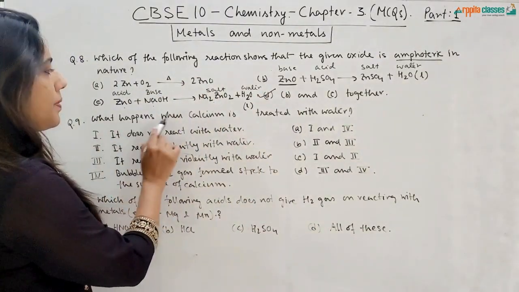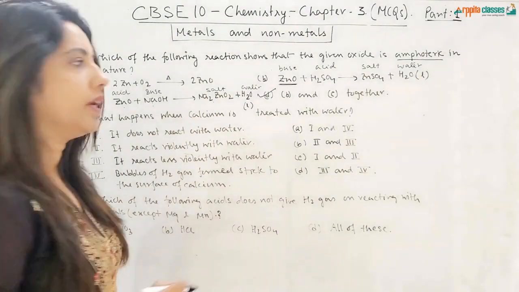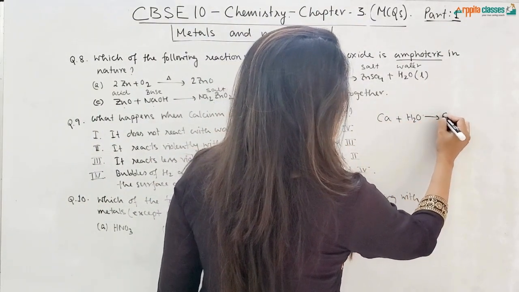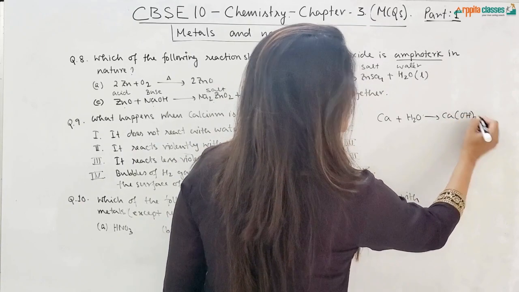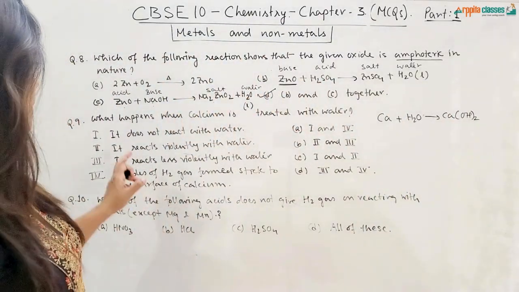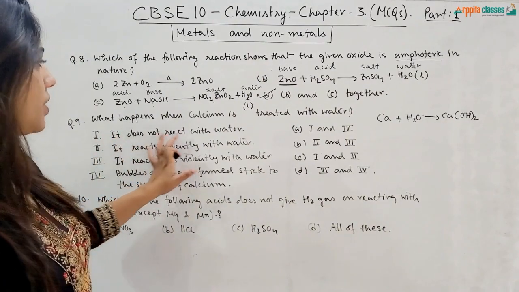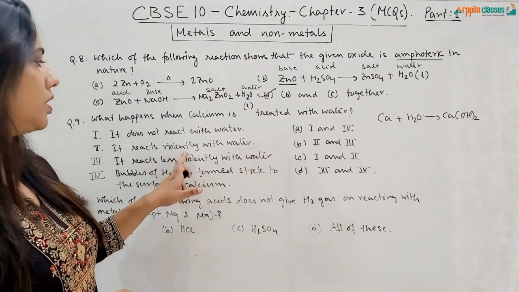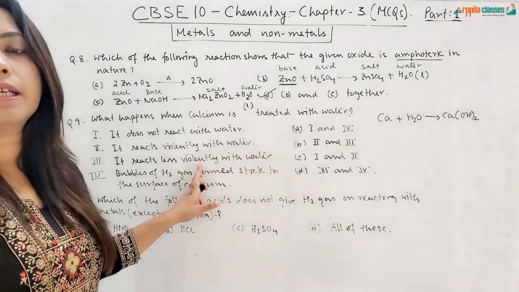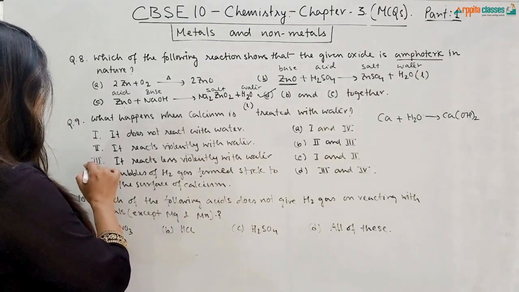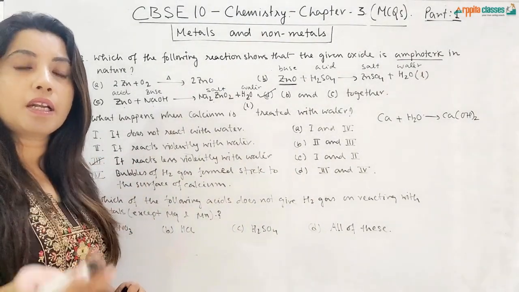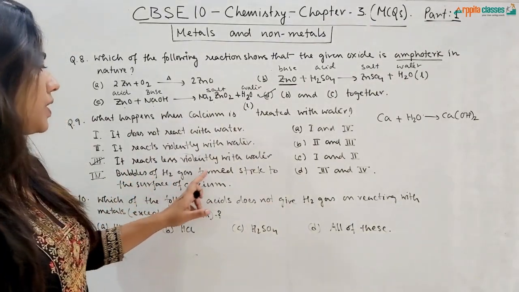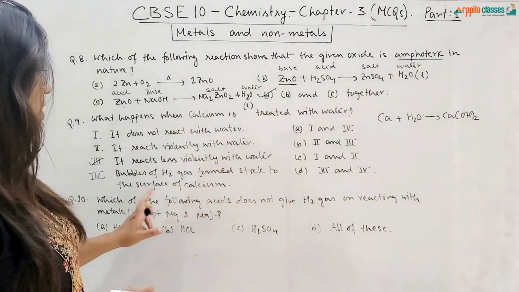Next question is, what happens when calcium is treated with water? When calcium is treated with water, calcium plus water will give you calcium hydroxide, right? Now in this reaction, let's see, it does not react with water. No, this is not the right option. It reacts violently with water. No. It reacts less violently with water is the right answer, because potassium and sodium react violently with water, while calcium reacts less violently with water.